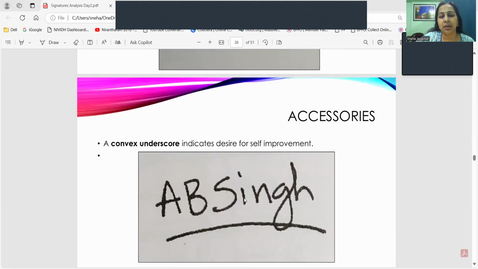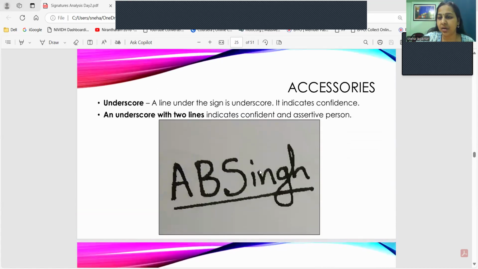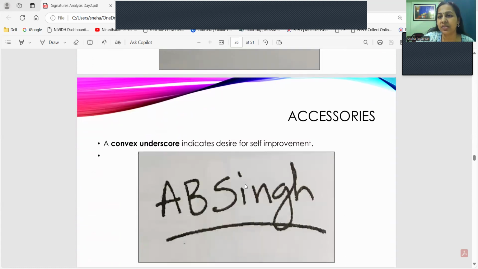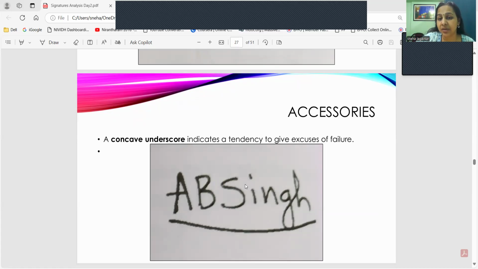Again, a straight underscore is a positive trait, but a convex one I can still say, to an extent, maybe 50 to 60%, is a positive trait, but a concave underscore is a complete negative trait, 100% negative. So if anybody is trying to do this particular part, please avoid it. It's of no use to anybody.